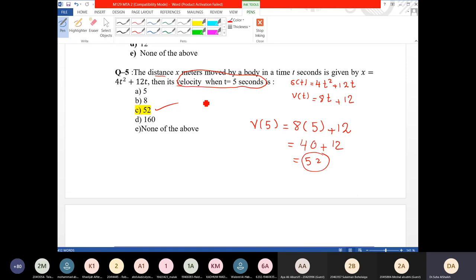This is very easy. The only trick in this question is that when it said distance, it didn't write s of t, it wrote x. But I know that distance means s of t, right? That's the only thing that confused you, instead of calling it s of t he called it x. It means the same. This is the distance function, which is the s of t that I usually know. Okay. This is an easy one.